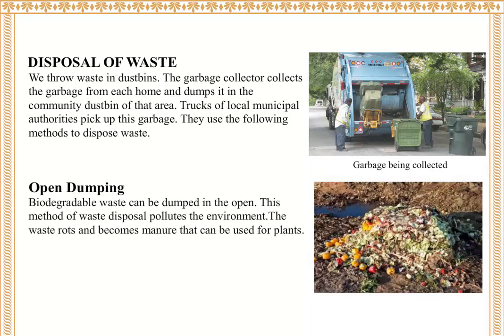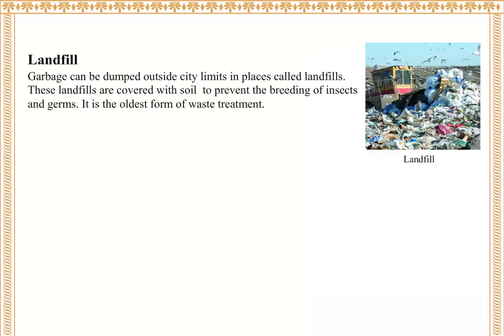Open dumping. Biodegradable waste can be dumped in the open. This method of waste disposal pollutes the environment. The waste rots and becomes manure that can be used for plants. Landfill. Garbage can be dumped outside city limits in places called landfills. These landfills are covered with soil to prevent the breeding of insects and germs. It is the oldest form of waste treatment.